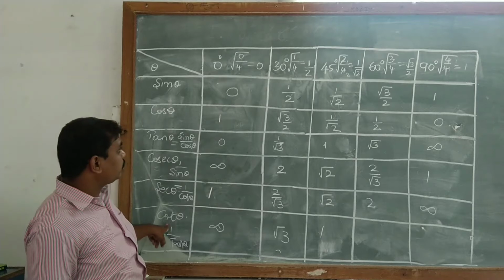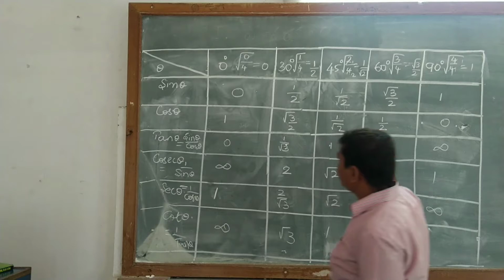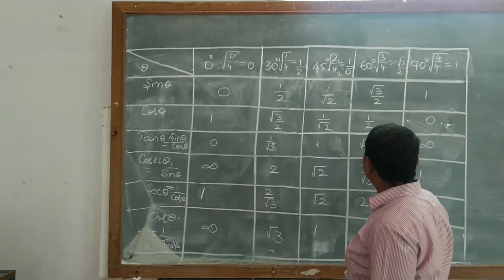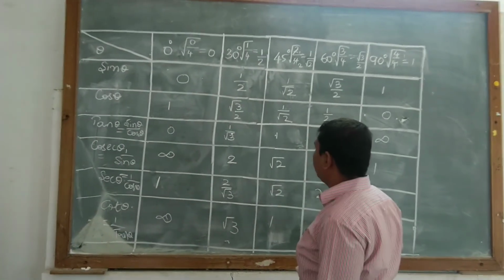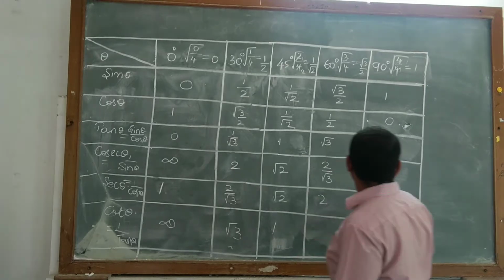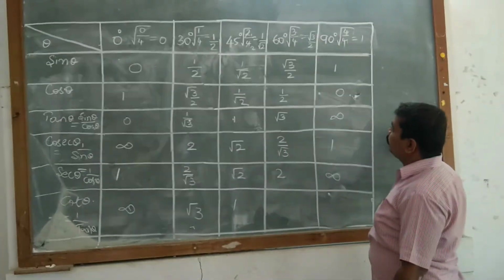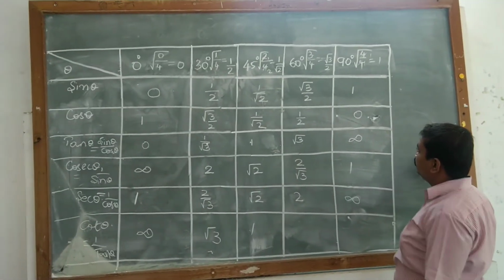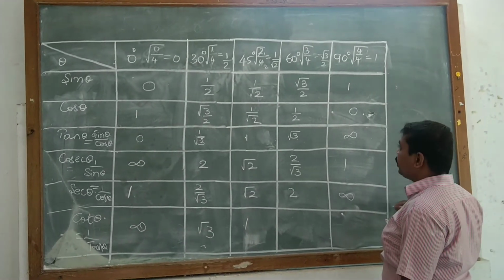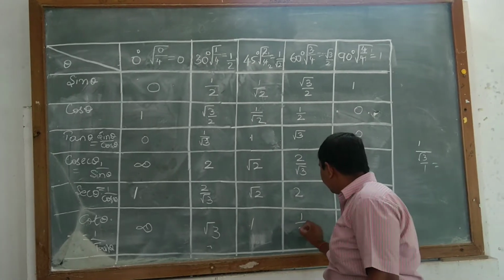Cot theta, cot 60 degrees. That is nothing but, what is tan 60 here? Root 3. 1 by root 3 by 1. Check it, students. Root 3 by 1, that is, you are going to obtain the value of 1 by root 3.